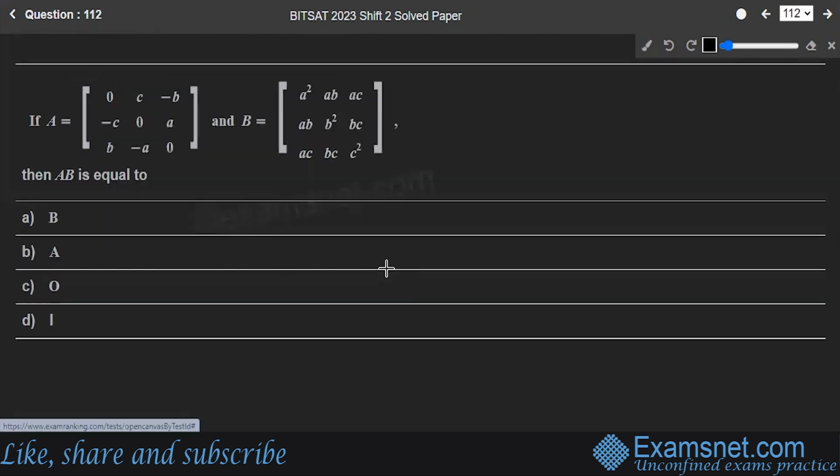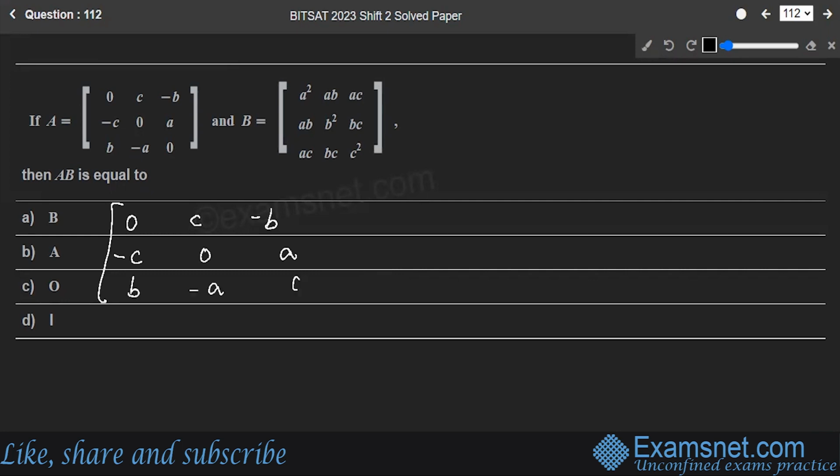Hope you understood this. Next is question number 112. If A is this and B is this matrix, then what is AB equal to? That means you have to find out the product of the two matrices. So let's write down the two matrices. You have to find out their product. This is 0, c, minus b; minus c, 0, a; b, minus a, 0. This will be multiplied by a square, ab, ac; ab, b square, bc; ac, bc, and c square.